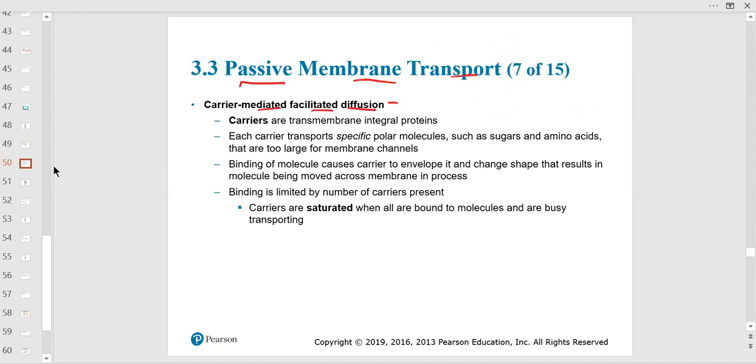Passive membrane transport, again, carrier-mediated facilitated diffusion. Still says diffusion, it's still passive. It still requires no ATP, free of charge, gratis, pro bono. All right. So carriers, of course, have to be transmembrane. They have to cover the whole length of the membrane. And they're transporting specific polar molecules, such as carbohydrates like glucose, amino acids, or something that's too large. So that's basically what we're talking about.